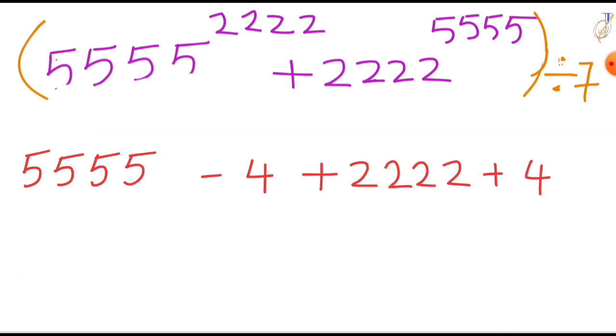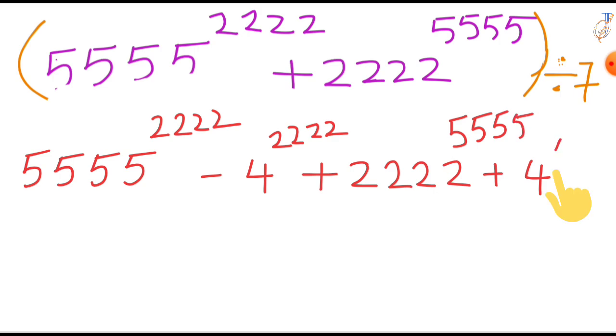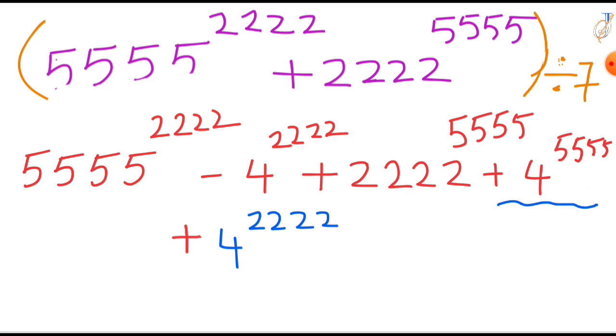Using these observations, we can rewrite the original expression as 5555 raised to the power of 2222, and here also in the power we have to add 2222, but here you just take 5555, here you have to take 5555. To make this expression balanced, you have to add 4 raised to the power of 2222, and here we are adding plus 4 raised to the power of 5555. To make this expression balanced, we have to subtract 4 raised to the power of 5555.